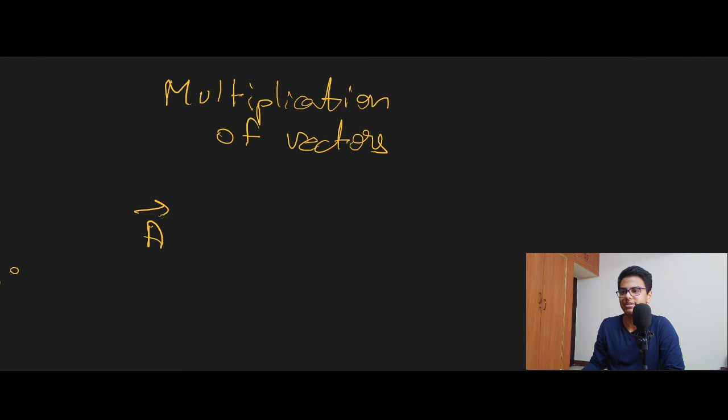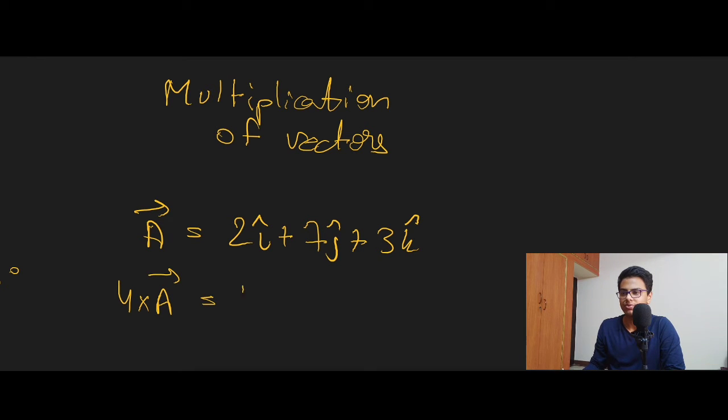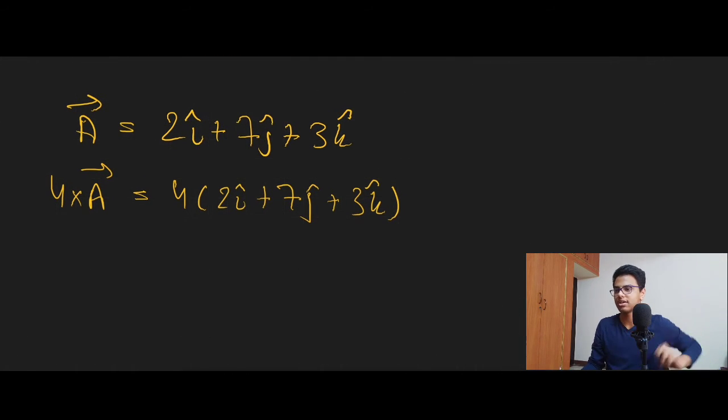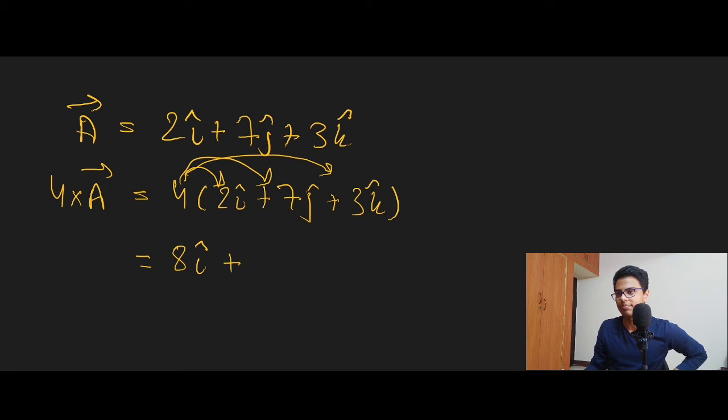Let's say I have a vector a equal to 2i cap plus 7j cap plus 3k cap. Now let's say I want to find 4 times a vector. What will this be equal to? This is basically going to be equal to 4 into (2i cap plus 7j cap plus 3k cap), which again basically is, first multiply 4 with this, then multiply 4 with this, then multiply 4 with this. We probably figured that out, right? So it'll be 8i cap plus 28j cap plus 12k cap. That's how simple it is, right?